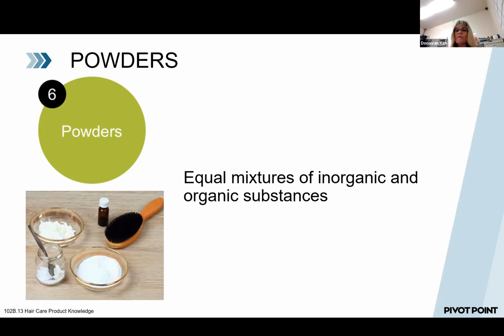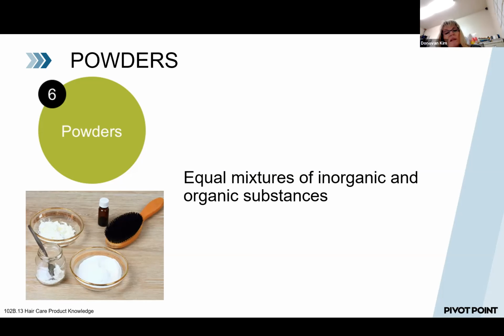They're like finer textured powders. Sometimes colors, sometimes perfumes are added to powders just for some enhancement so that they're not just a plain powder. But usually you will find powders in a shaker top.